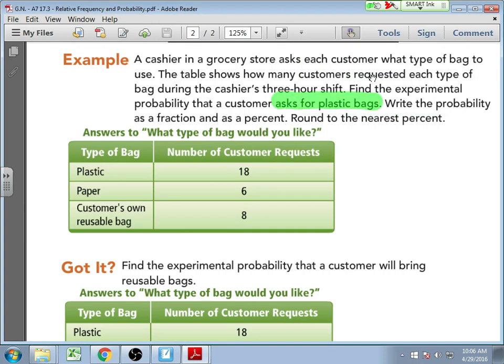So take about 30 seconds. Find that on your own. What's the experimental probability that a customer will ask for plastic bags? I want fraction and decimal and percent. So we would say P of plastic.